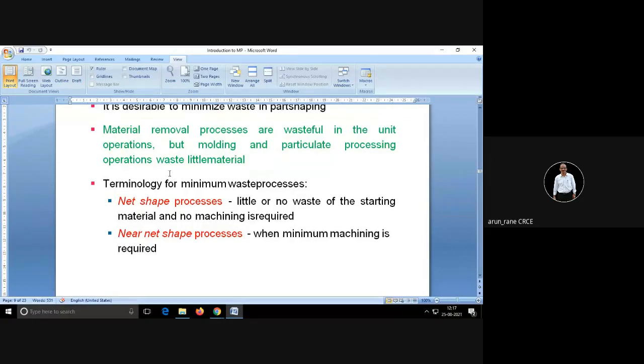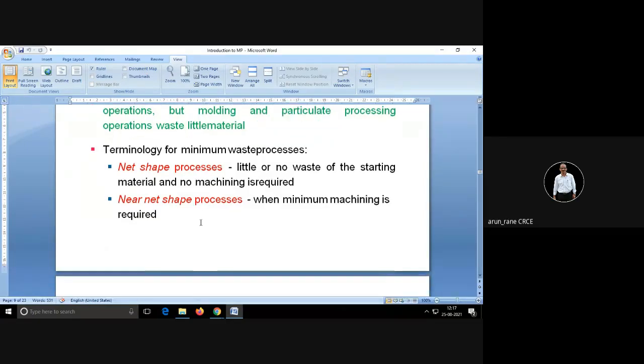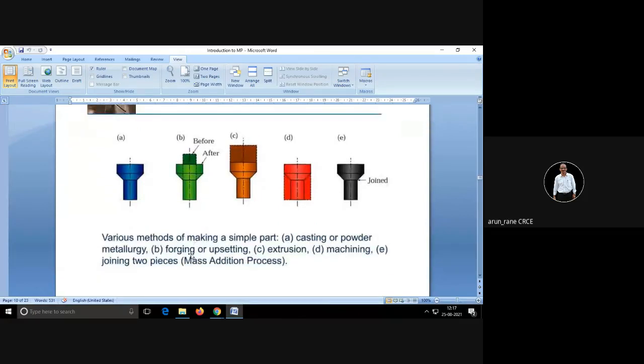So in molding and particulate processing operations, waste is very little. These are the various methods of making a simple part: this is casting or metallurgy, this is your forging, this is your extrusion, this is your machining. How do you identify that this is machining? It shows the raw material. This dotted line is nothing but the size of the raw material, and from this you are making this. This is the dotted line and this is the continuous line.